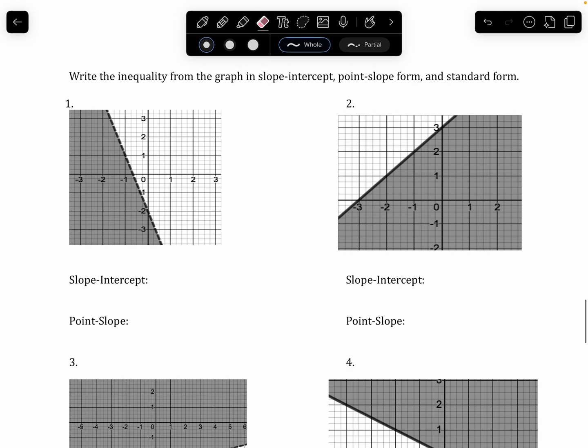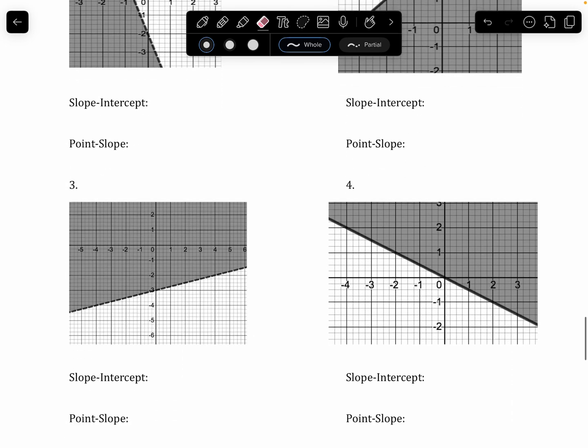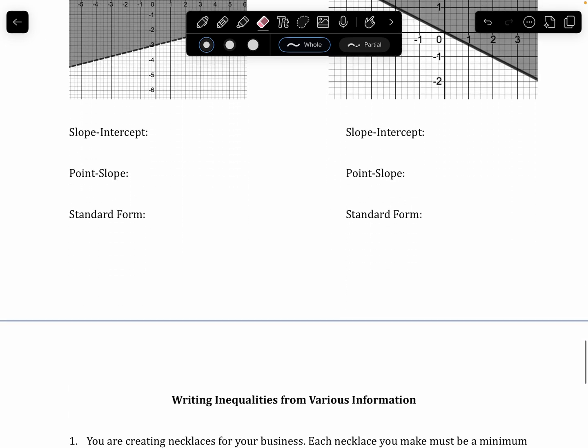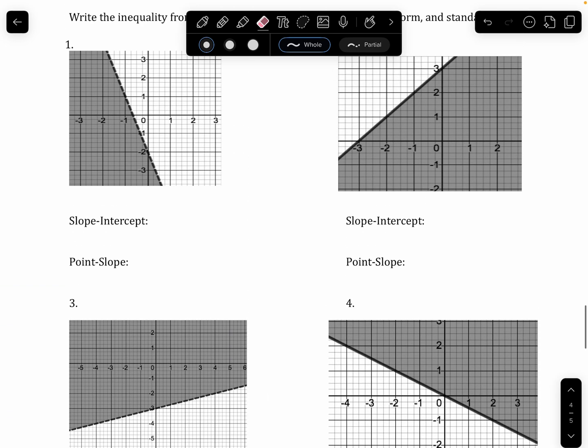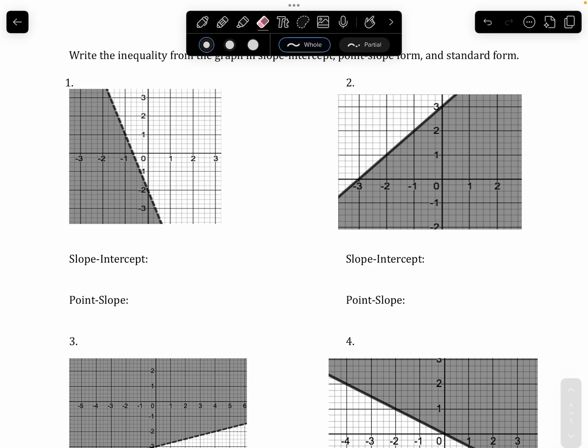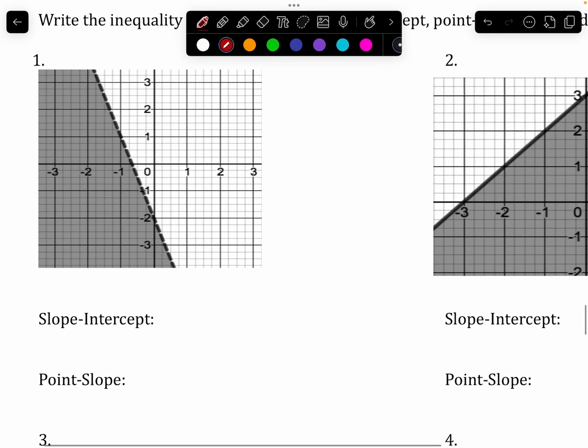Okay. Now what I have to do is go backwards. I'm going to give you a graph. It's clearly an inequality, and I have to determine the equations. Okay, now these first two want slope-intercept and point-slope, and then the last two want standard form. We're going to start with the slope-intercept and point-slope.